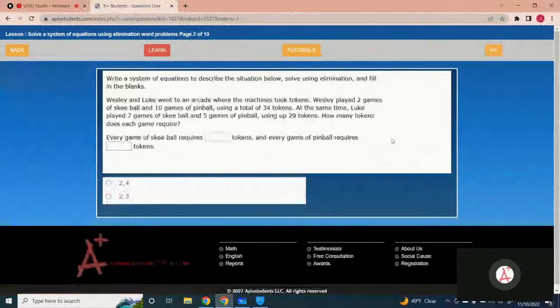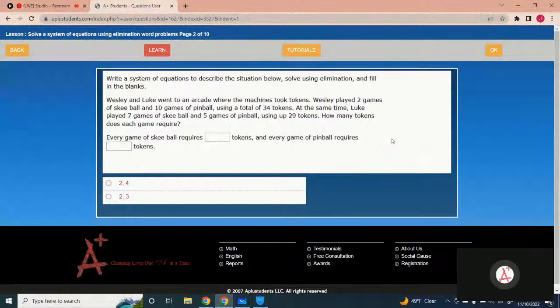Okay, let's do another example. Write a system of equations that describes the situation below. Let me read the question. Velse and Luke went to an arcade where the machines took tokens. Velse played 2 games of skee ball and 10 of pinball using a total of 34 tokens. At the same time, Luke played 7 games of skee ball and 5 games of pinball using 29 tokens. How many tokens does each game require?